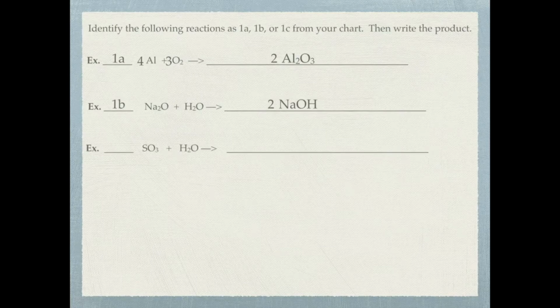The last example, notice here, SO3. S is a nonmetal followed by oxygen, so this is going to be a 1C. Here's where you balance as you go. Remember, an acid has hydrogen followed by a nonmetal followed by oxygen. So I've got 2 hydrogens here, so it's going to be H2 followed by my nonmetal, which is S, followed by my oxygen, which is O. Now, I have 2 hydrogens, so it's going to be H2, S, and then I've got 4 oxygens, so it's going to be H2SO4, and that's it.